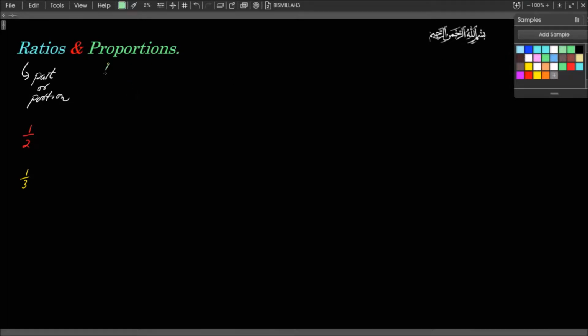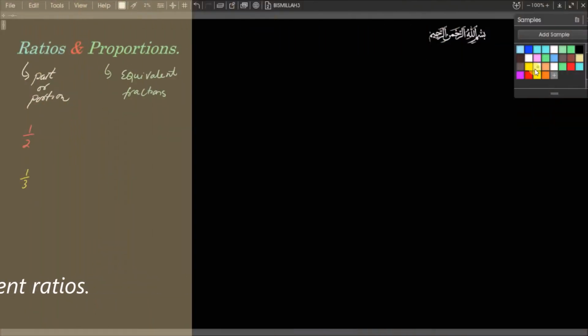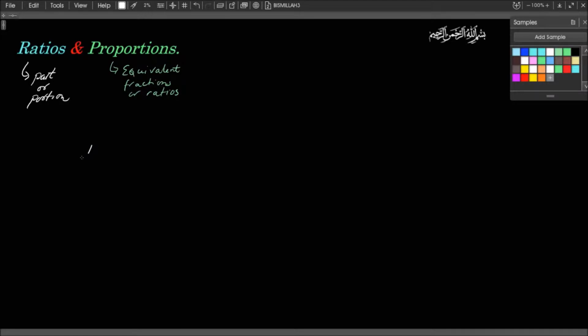Now, proportions are equivalent fractions. So proportions are equivalent fractions or ratios. For example, if you read one book in 2 days, how many books would you read in 4 days? Well, that's reasonably intuitive. You would have read 2 books in 4 days. So if you read 1 book in 2 days, you would have read 2 books in 4 days.